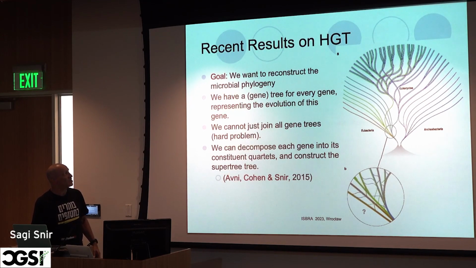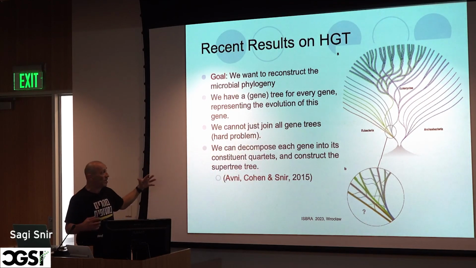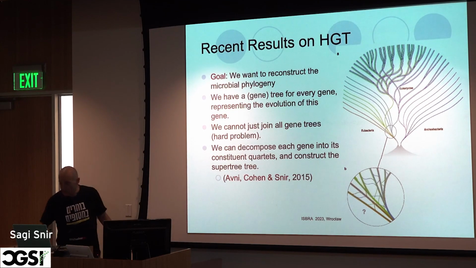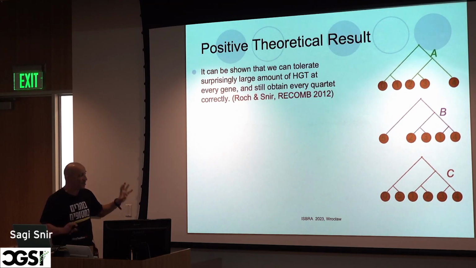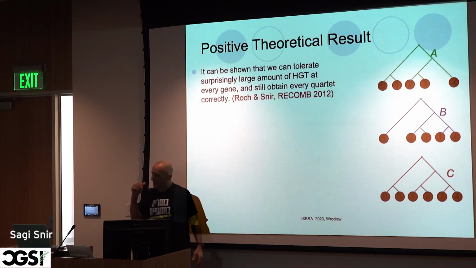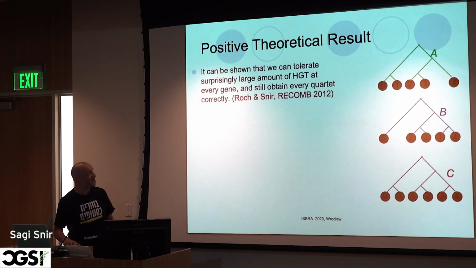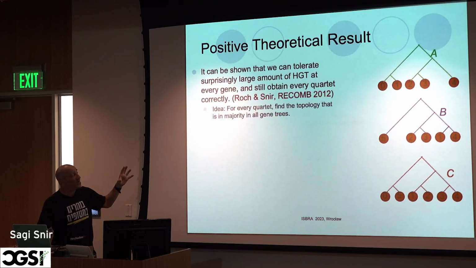So the goal here is that we want to reconstruct the microbial phylogeny, and we have a gene tree for every gene representing the evolution of this gene. And we cannot join all gene trees, okay, because it's a hard problem. So actually, let me skip into the positive theoretical results that also started here at IPAM with Sebastian Roch and myself. And we came with that approach of the majority vote.